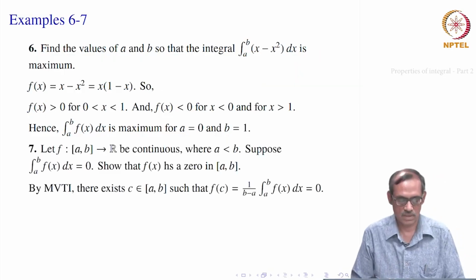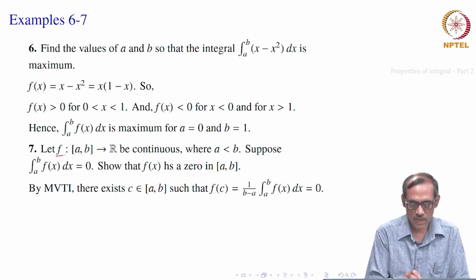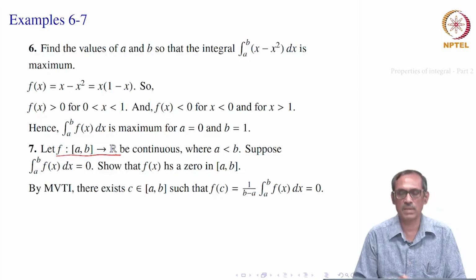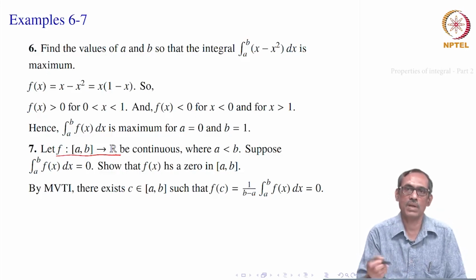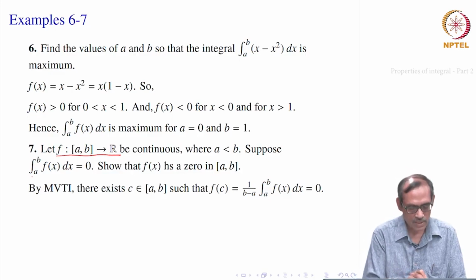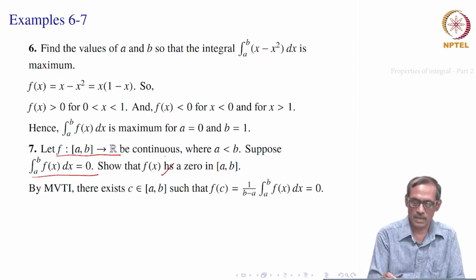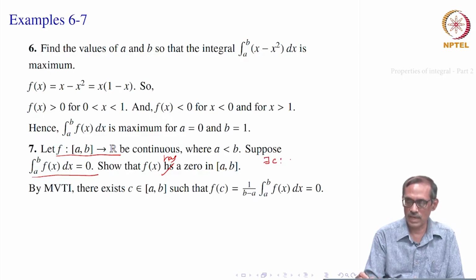Let us come to the 7th example. Suppose f is a continuous function defined on the closed interval a, b. As usual we assume that a is less than b. But suppose along with that we also have the integral from a to b of f of x dx equal to 0. Show that f of x has a 0 in a, b, meaning there is a point c such that f of c equal to 0.